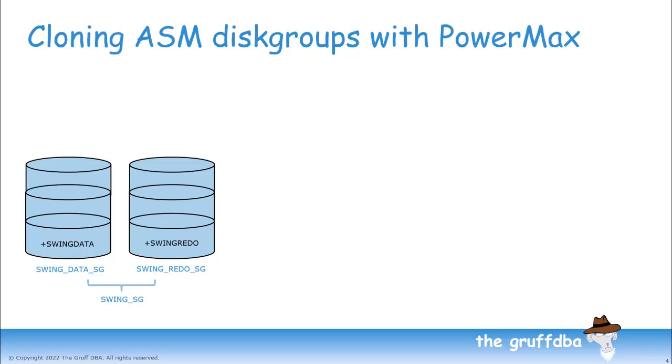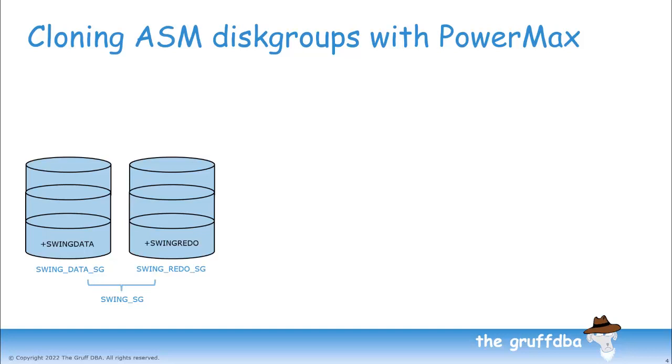If you're not clear on what a storage group is, I did a video on PowerMax basic concepts for Oracle DBAs that might help. Essentially, a storage group is a container for volumes in a similar way that an ASM disk group is a container for ASM disks. All ASM disks for a given disk group should be grouped into the same PowerMax storage group. A storage group may hold multiple ASM disk groups. A storage group can also contain other storage groups in a parent-child type relationship.